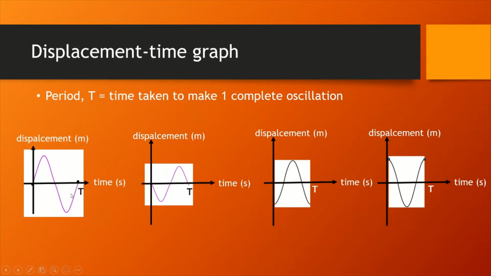So if we draw them on a displacement against time graph, the time taken here is the time taken to make one complete oscillation, which we call the period. So this is a period. This is also a period. This one is also a period. And so is this.